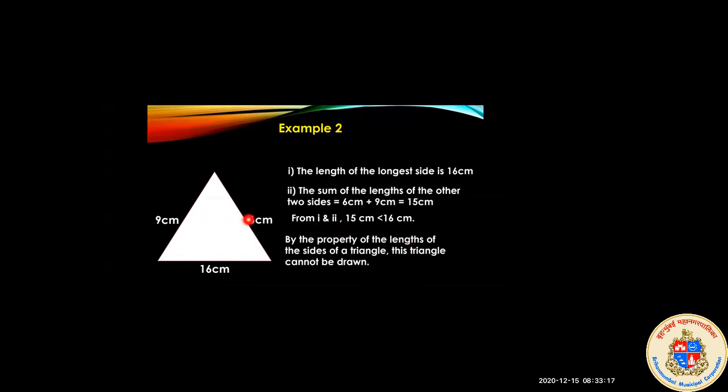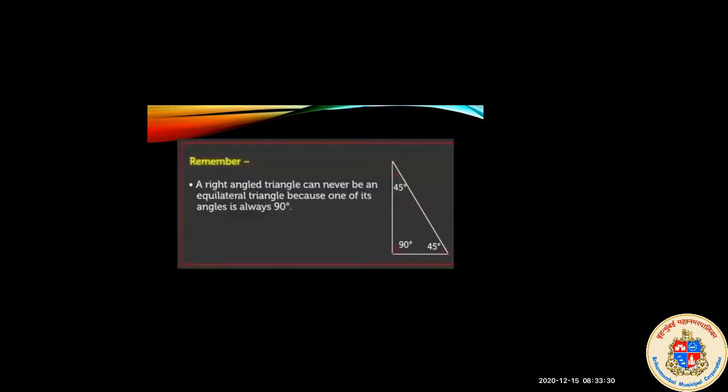Okay, so for a triangle, the other two sides should always be greater than the third side, and it is the property. You have to remember the two properties. Now students, there are some points to remember. I'll tell you. You have to remember this.